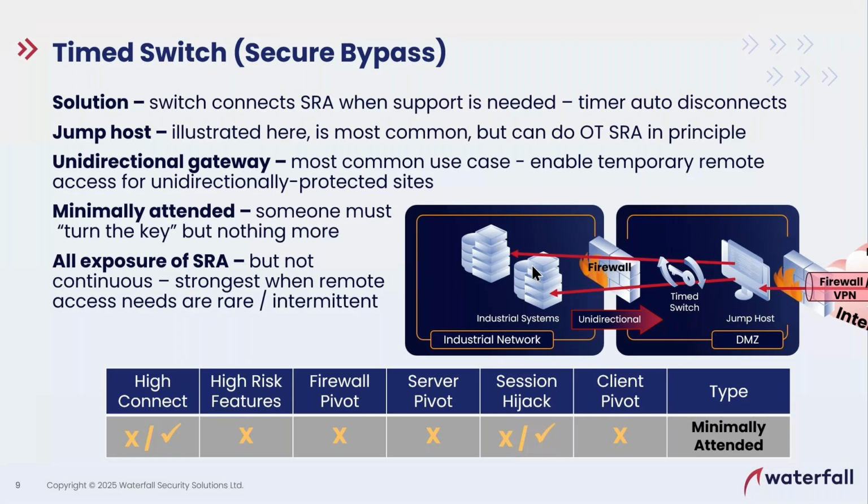What about the risk? Well, you do have the risk of, in this scenario, a VPN coming in. You do have that high connectivity risk, but only while the switch is engaged. You do have high risk features, but only while the switch is engaged. You can pivot through the firewall, but the firewall is only exposed to attack while the switch is engaged. You see the pattern here. All of these threats exist only while the switch is engaged. So it is stronger than software. It's not impenetrable. Nothing is perfect, but it's stronger than software. You're only exposed for a few minutes at a time.